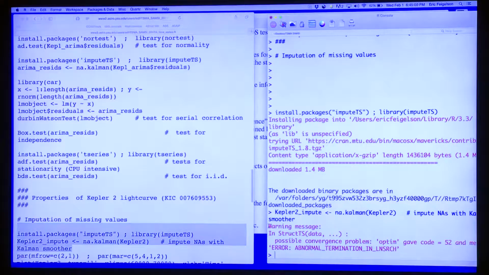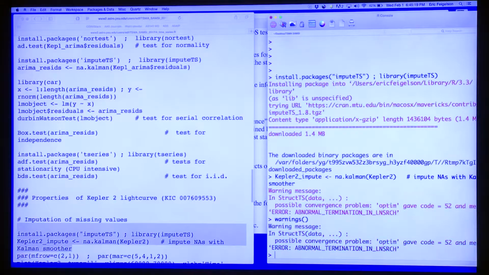Now, errors appear in red. If it says error, it means it crashed. It didn't run. If it says warning, it means it ran, but you should be aware that there's a problem. And you can actually type in warnings, parentheses, and it will tell you the recent warnings that you got. Sometimes you get 100 of them. And you can look at them all.